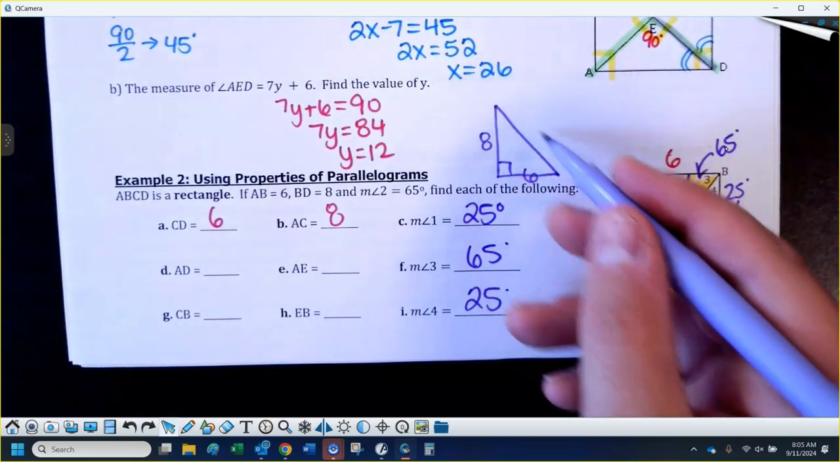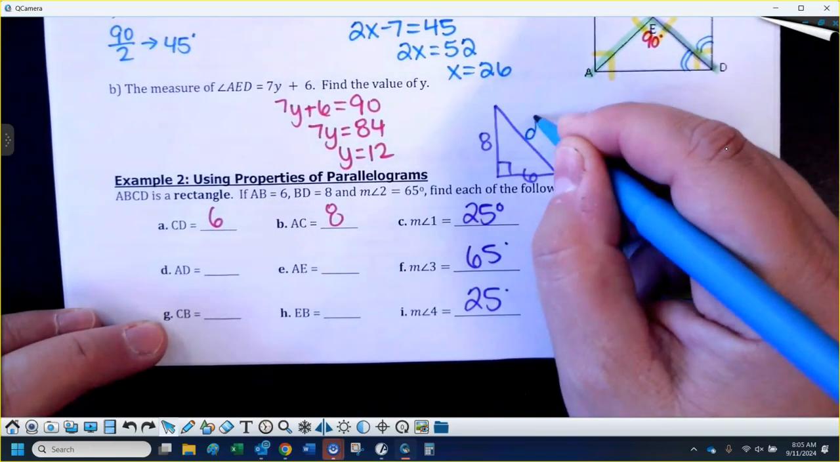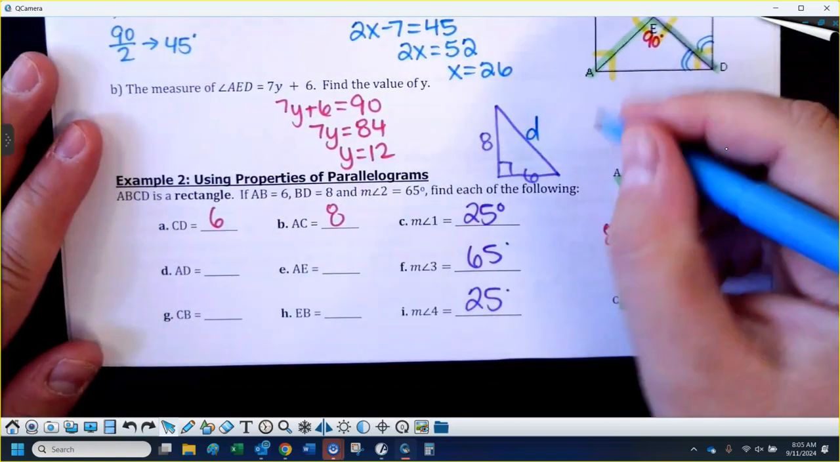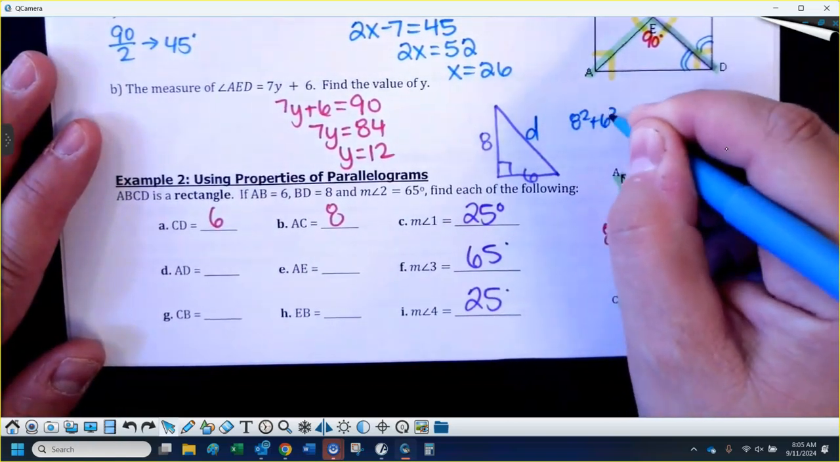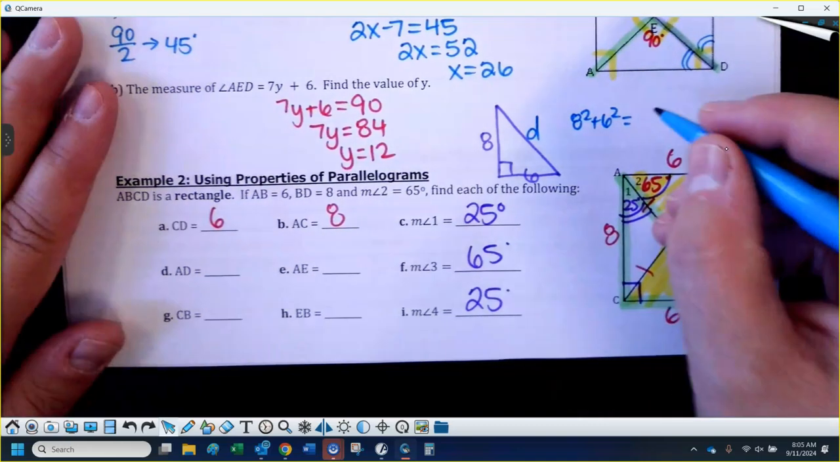Could you tell me the length of that other segment, or how could we find it? Using Pythagorean theorem. Yeah, Pythagorean theorem. That's all you're going to do. This would be that diagonal. I'll just put D for diagonal here, but this would just be 8 squared plus 6 squared. The diagonal is going to be the hypotenuse because it's across from the right angle there.